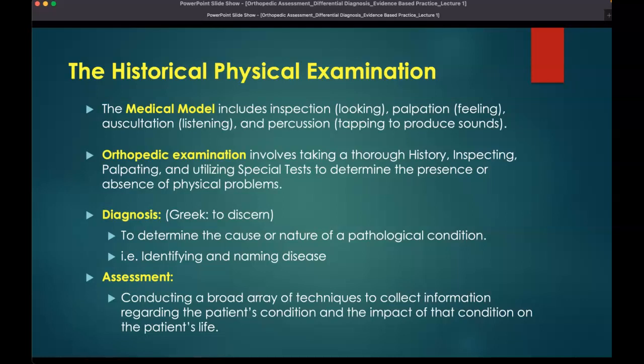So do we diagnose? We absolutely diagnose. It's the reason that we go through a systematic patient evaluation. It's to name the disease, right? To identify the pathological condition. We're going to use our clinical special tests to do that.